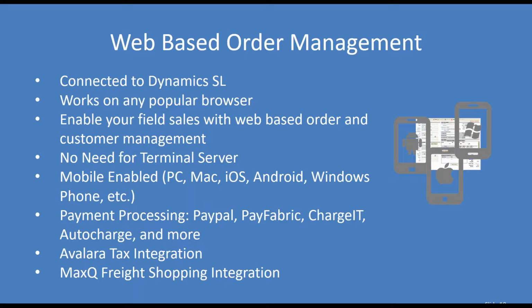So delayed settlement really is nothing more than I'm creating a sales order, I need to get an authorization on a card for the amount of the sales order, and then when shippers are printed, then we start settling against what was actually shipped. And we can explain more about that later on if you need to. And then we also integrate with Plumline's Avalara tax integration, as well as MaxQ's freight shopping.